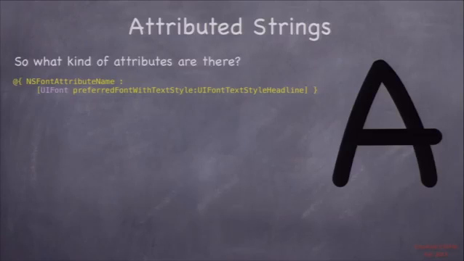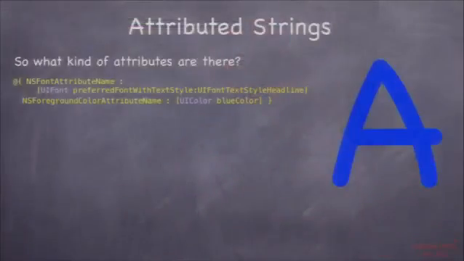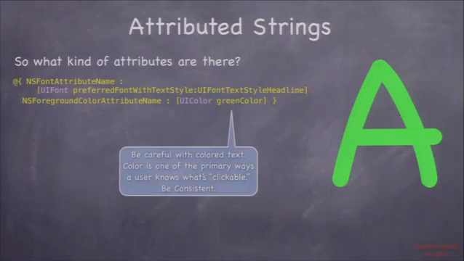So this is where you would get a preferred font of a certain style, like a headline, let's say, in this case. So if I had a dictionary that just had this in there, nothing else, the default text color is black, so probably my letter A would look like that. What if I added this key value pair to my dictionary? NSForegroundColorAttributeName, UIColor blue color. So here the key is this foreground color attribute name. The value is a UIColor. So that changed it to blue. And I could change it to green if I wanted to.